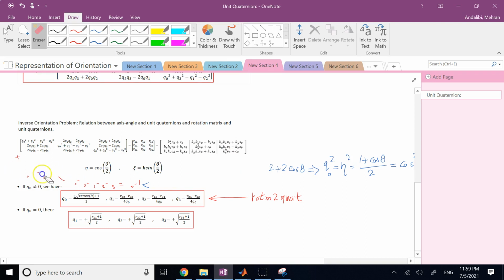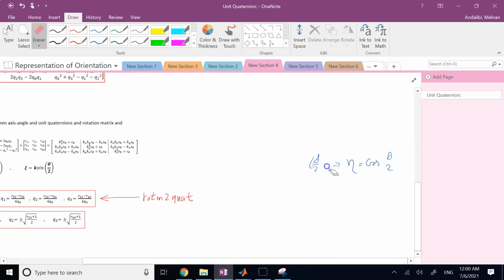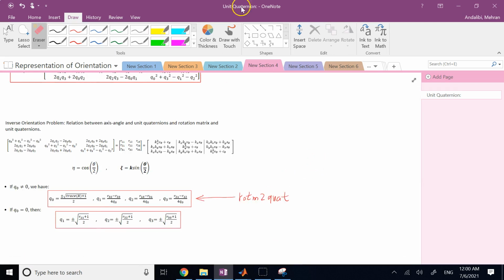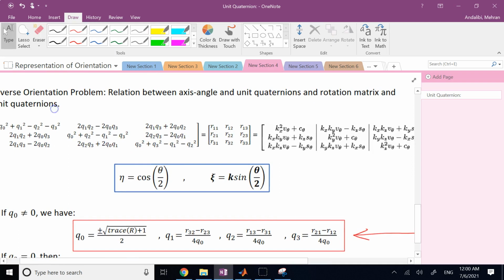Now, what about the rest of it? The rest of the q's, 1, 2, 3, which you can collectively call zeta, come from multiplying the k unit vector by sine of half angle. Where does that come from? Let's take a look at that as well. Let me clean this up. So where do we get that one from? What we have here is, let's compare again.